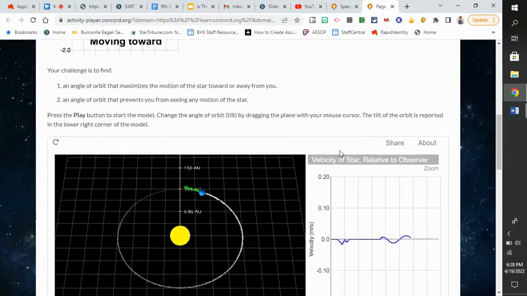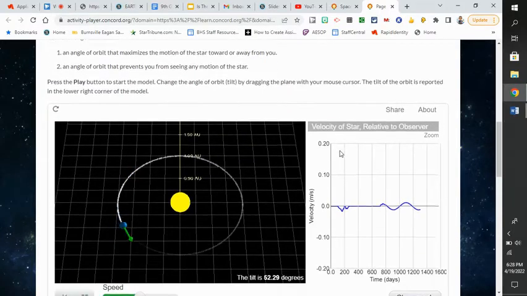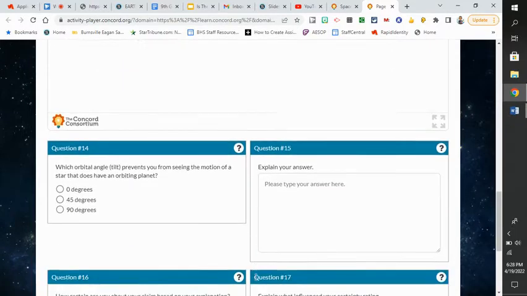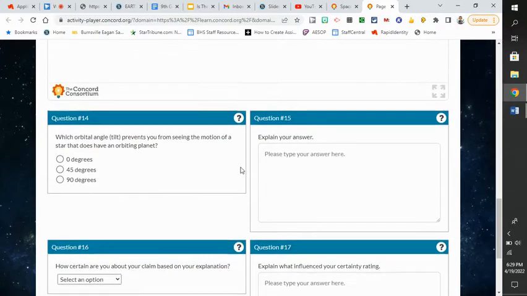away from us and then toward us. There is a key up here to show. Moving away is in the positive, moving toward is in the negative. And you can see we kind of replicate that right here. Question 14. Which orbital angle or tilt prevents you from seeing the motion of a star that does have an orbiting planet? So would that be 0, 45, or 90 degrees?